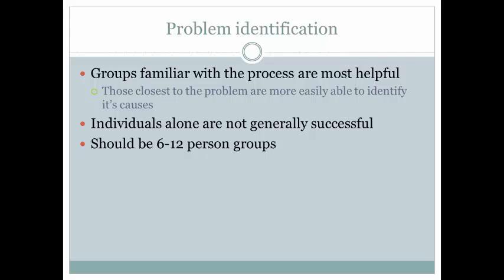So when you are trying to identify a problem within a process, it's important to go to those people and find out what they think. However, individuals alone are generally not successful. So when instituting process improvement in healthcare, it's important to collect groups of 6 to 12 people to discuss and brainstorm about the problem so that you can identify its causes.